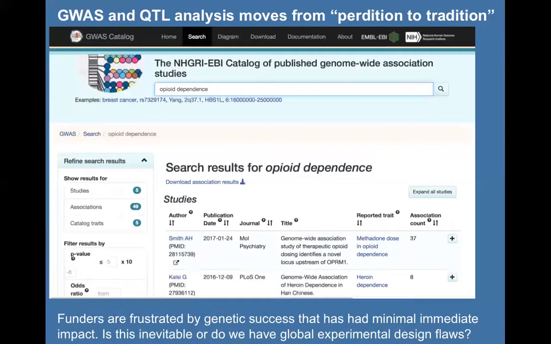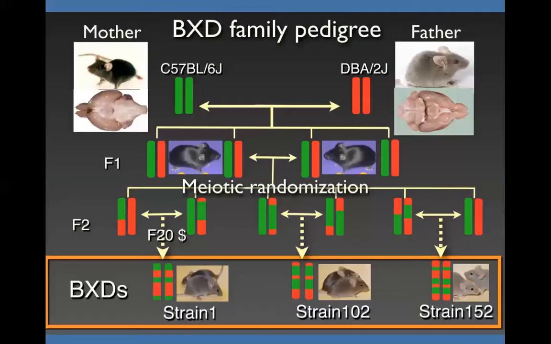So we're on the cusp of having an enormous number of GWAS hits, a lot of genetic success. But at the bottom of this slide, you can see what is the immediate impact on patient treatment, and that is a problem still. So mouse resources, rat resources to the rescue.